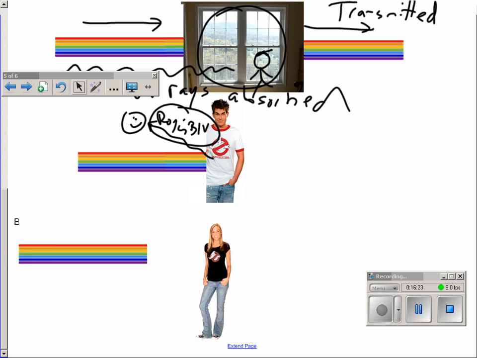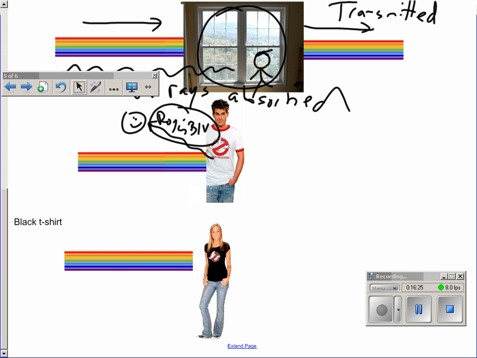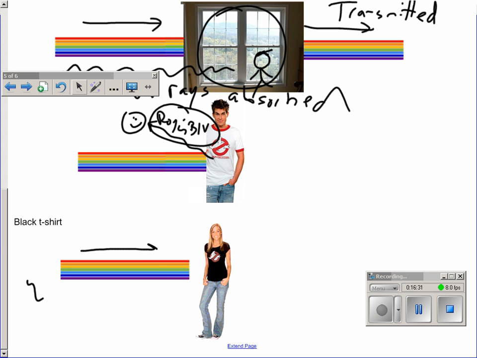For her, here comes all of the white light coming in to hit her, right? So here comes the white light, right? Here, black is the absence of color. So over here, you're looking at the shirt, all of these colors are going to get absorbed. Nothing gets reflected, so you look at this and you go, oh, that's a black t-shirt, right?